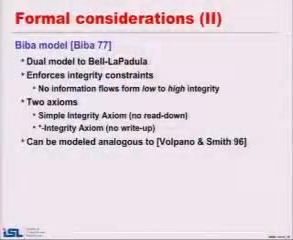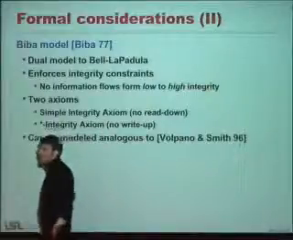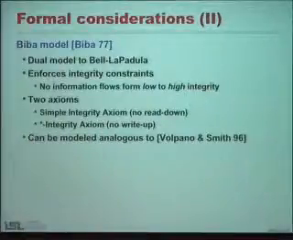The dual model to Bell-LaPadula is the Biba model. It enforces integrity constraints by preventing flows from low integrity data to high integrity places. It works pretty much the same way. It also has the two axioms for indirect and direct information flow, and it can be modeled completely analogously. So you can basically use the same typing rules as with the Bell-LaPadula model to enforce the system.